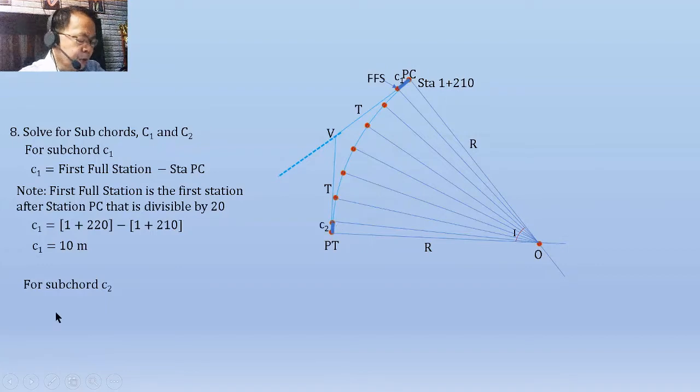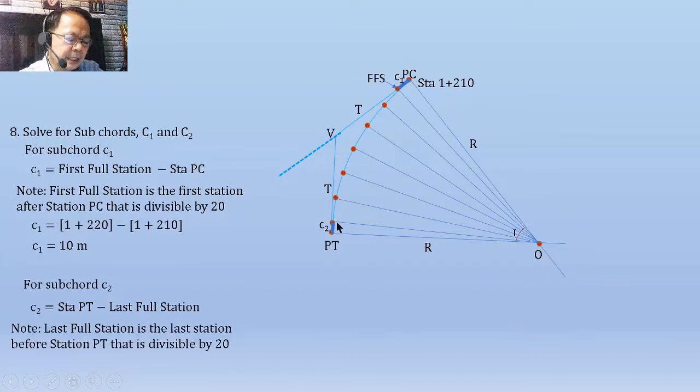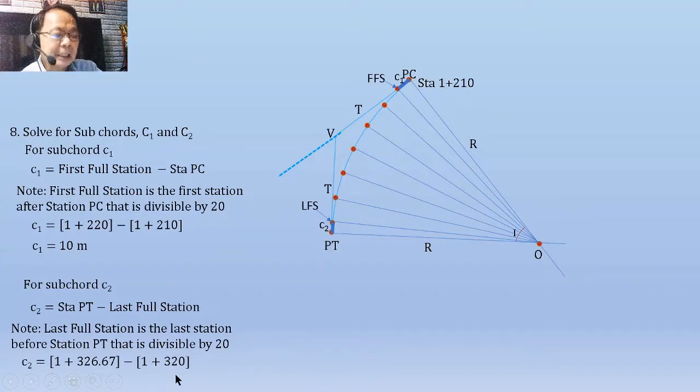And C sub 2 will be equal to what? The stationing of the PT minus the last full station. So ito yung ating tinatawag na last full station kung titingnan ano, yun yung part na ito. So if this will be substituted with the value, therefore our C sub 2 will be 1 plus 326.67 minus 1 plus 320. Kaya yung ating C sub 2 will be equal to 6.67 meters.